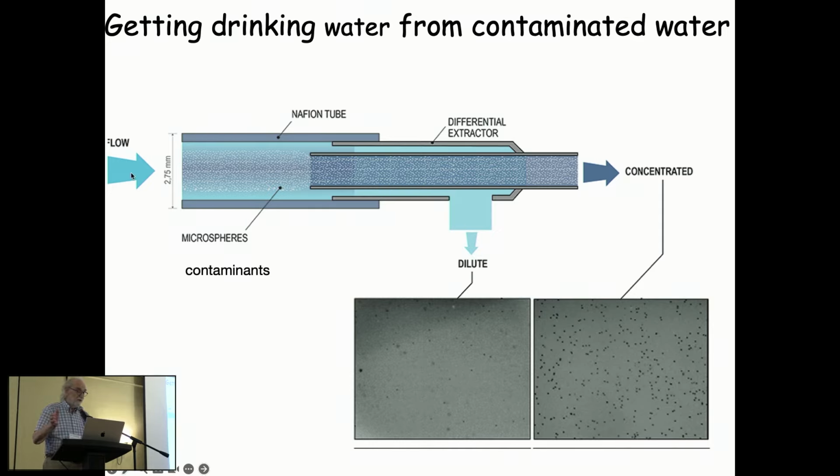It could be pharmaceuticals, it could be microplastics or whatever. And as I've shown you, you get an exclusion zone here and here, and all the junk moves to the center. We built a device which has a fancy name, differential extractor. It's merely two concentric tubes, and all the junk is right in the center. We collect it, and it gets dumped here.